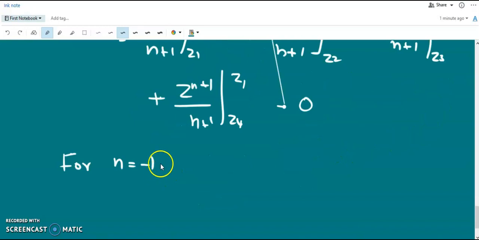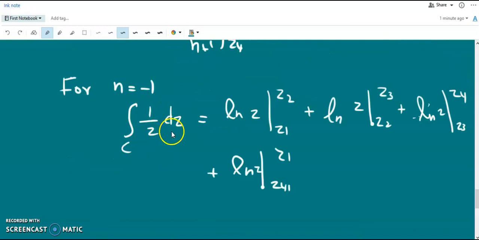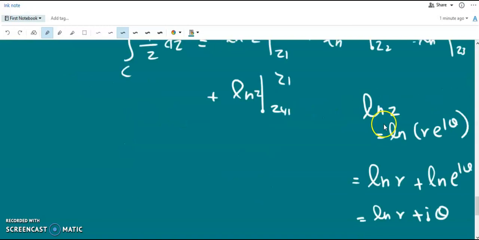But for n equal to minus 1, we can find the integral over C, 1 over z dz, is the integral along the 4 lines. So the integral of 1 over z is log z. So log z from z1 to z2 plus log z from z2 to z3 plus log z from z3 to z4 plus log z from z4 to z1. So here z is a complex function, and therefore log z can be written as log r e to the power i theta, which is log r plus log e to the power i theta, that is log r plus i theta.